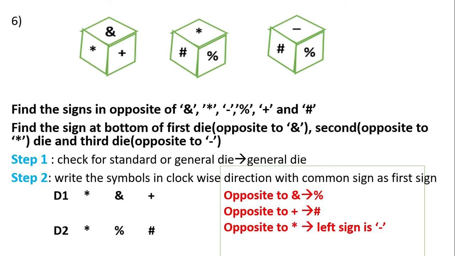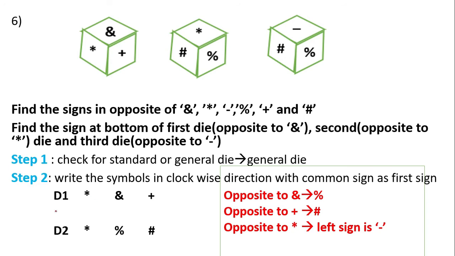This is a special case where instead of numbers they have given special symbols like ampersand, plus, asterisk, hash, percentage and minus symbols. They have asked to find the opposite sides of each symbol. So we have to follow the same procedure that is given for a general die: find out the common symbol in two dice.